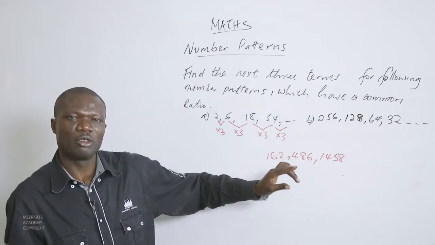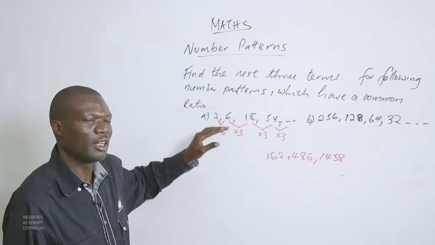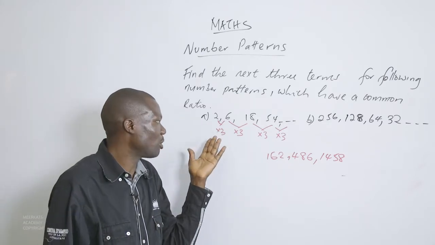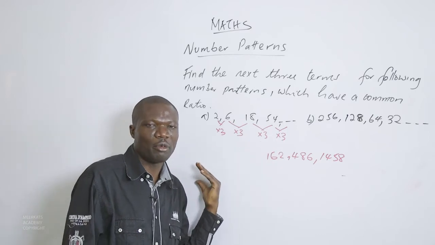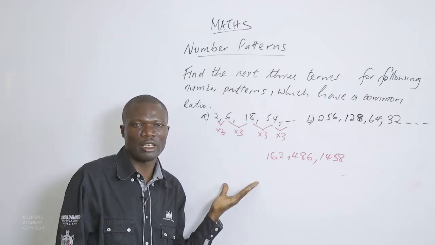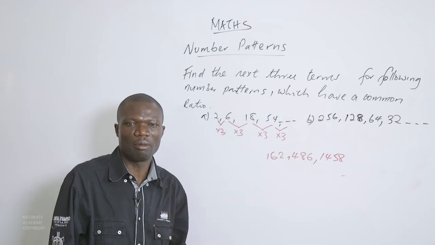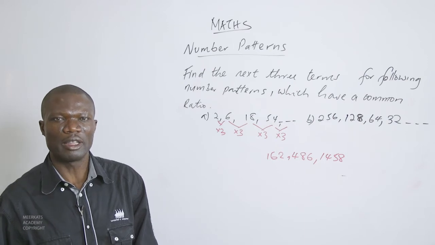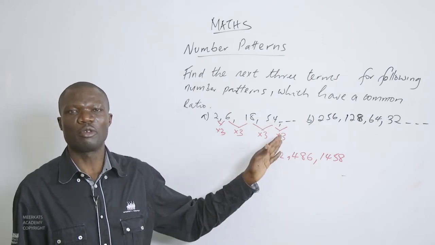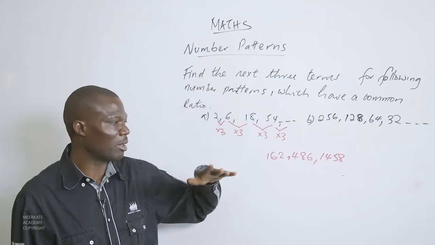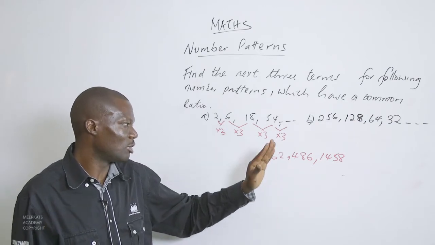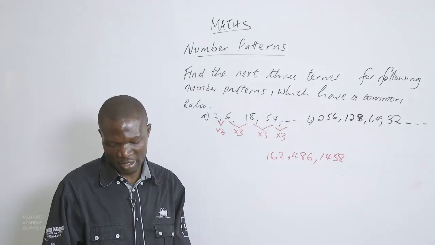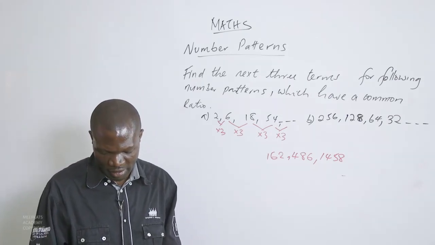For us to get this, we took the terms that we had, divided them by the previous one. We found that there was a common ratio of 3. Therefore, from the previous term to get the next term, we multiply by 3. If you multiply by 3, you'll always get the next term. So from 54, keep multiplying by 3. You get 162, you get 486, and you get 1,458.